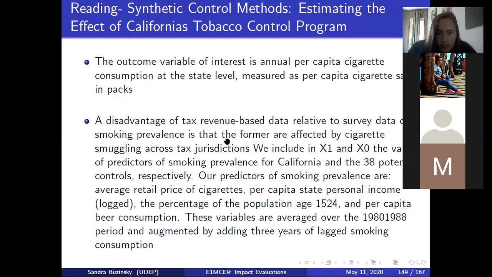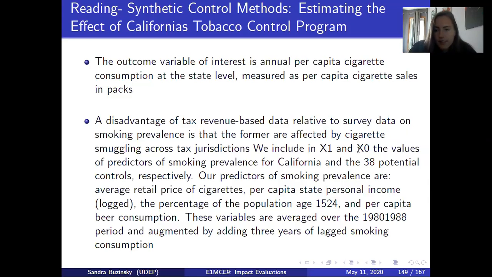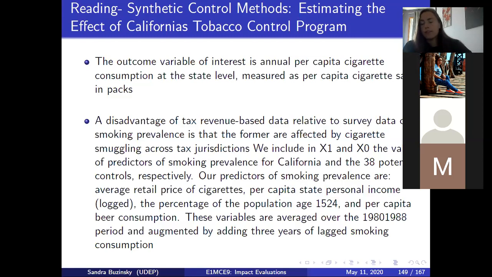So they include in X1 and X0, so the characteristics for the treatment and control group, the values of predictors of smoking prevalence for California and the 38 potential controls. So their predictors of smoking prevalence are average retail price of cigarettes, right? So obviously the reasoning for that is if cigarette prices are lower, people are probably going to buy more, right? Supply demand.